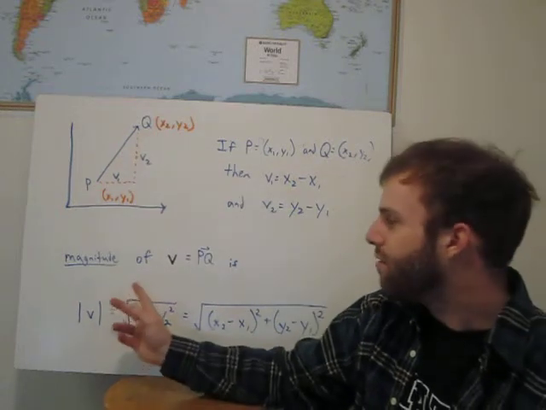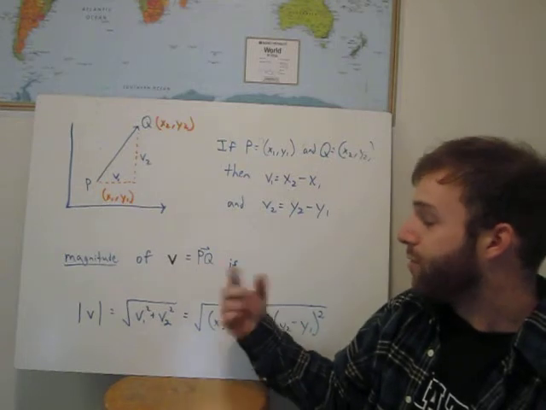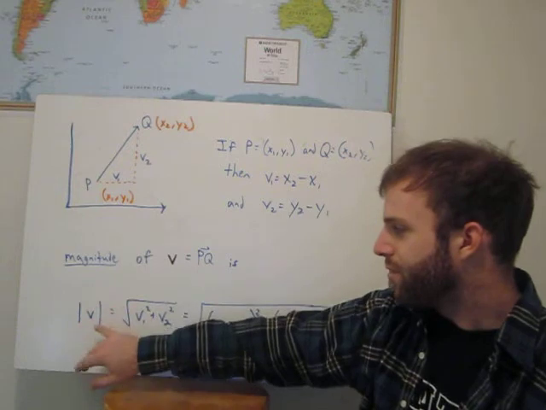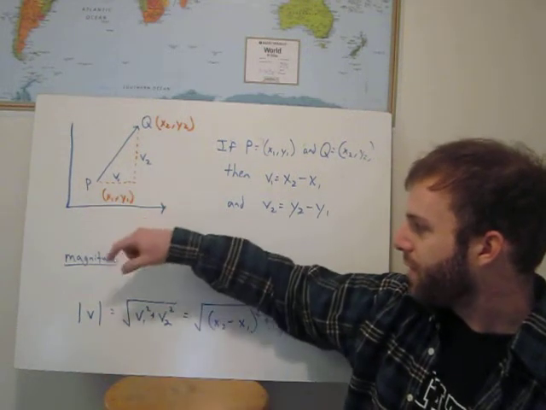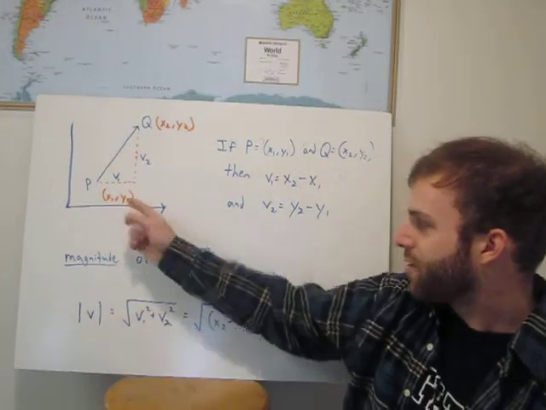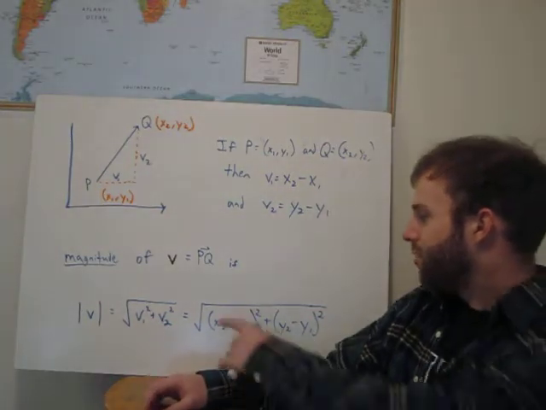The magnitude of v, the directed line segment PQ, we mark down here with lines around v, and it's simply like the Pythagorean theorem. You've got a right triangle here that we've set up, and we just take the components and square them, add them under the radical, and we get this.